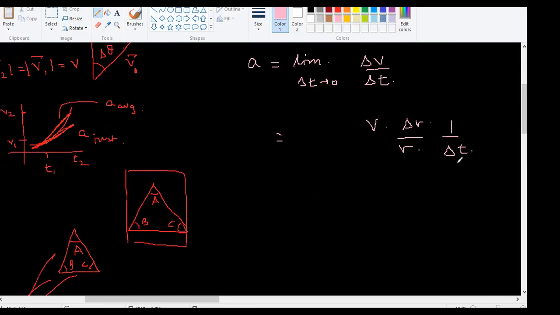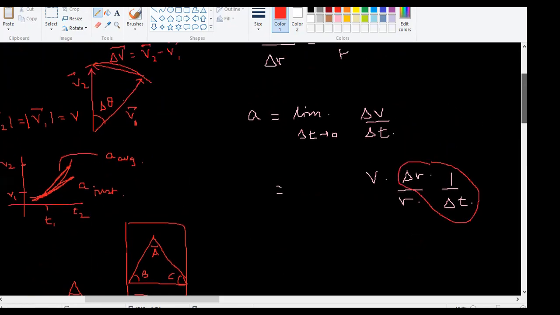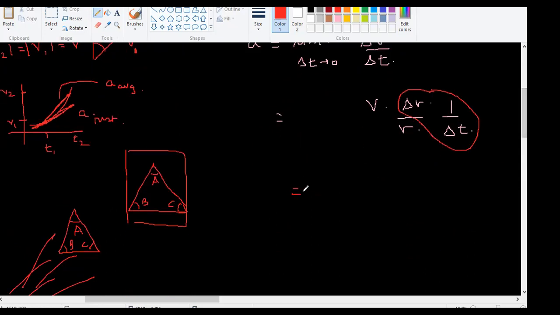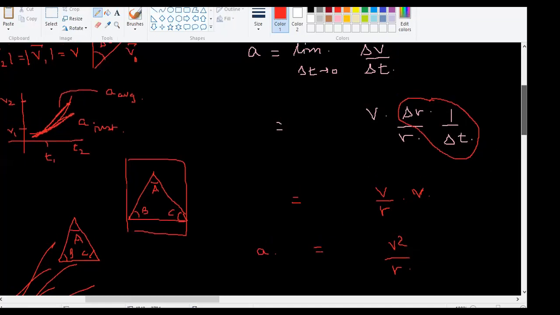But I know that delta R by delta T is nothing but the velocity. So displacement by time is nothing but velocity. All of you following this? From here, I'm taking delta V is written as V by R into delta R. So del R by delta T, I'm going to write as V. So that means it will become V by R into V, linear velocity. This is nothing but your V squared by R. And what did we say? We are talking about acceleration here.